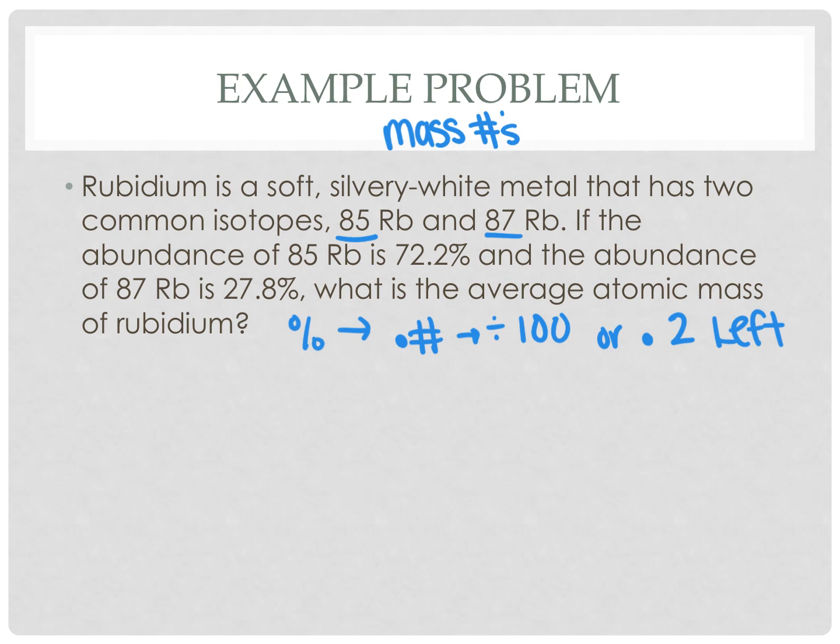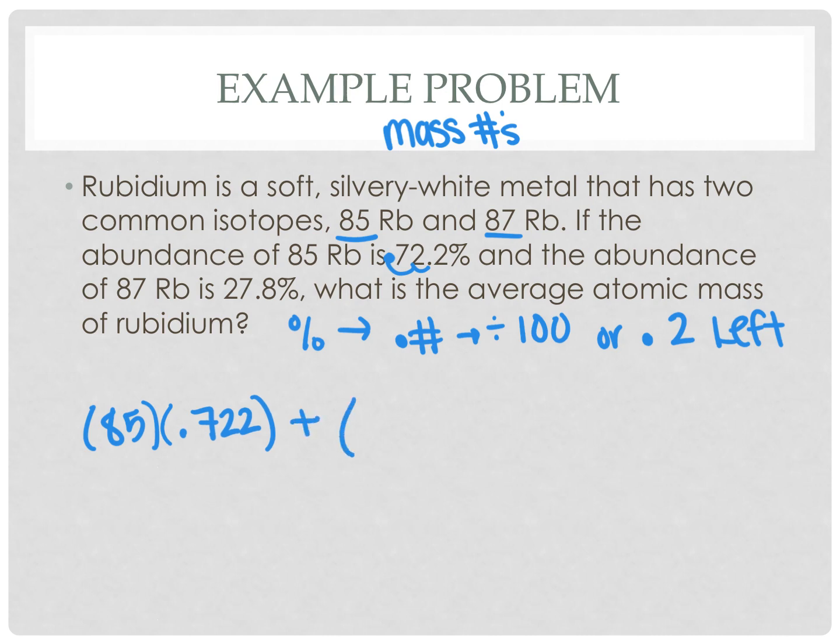All right, so then we're just going to use that formula. So the first mass given is 85. And what's the percent abundance of that one? Good. Is this 72.2? You have to convert that. So you can either type it in your calculator and divide by 100, or you can just move that decimal 2 to the left. So it becomes 0.722.